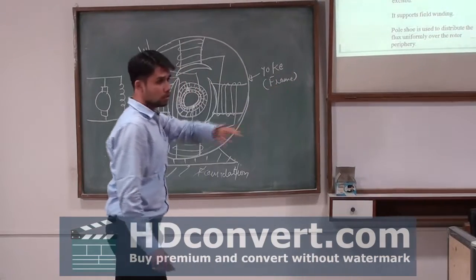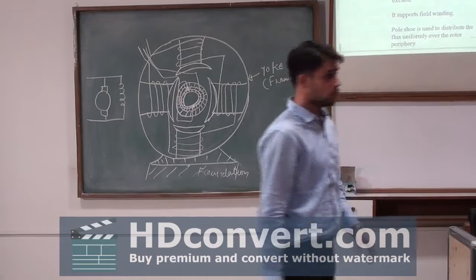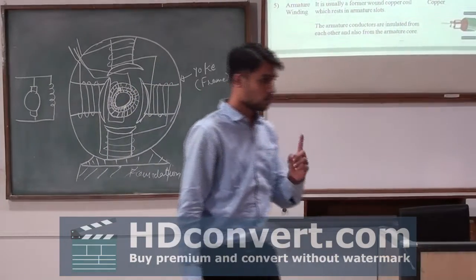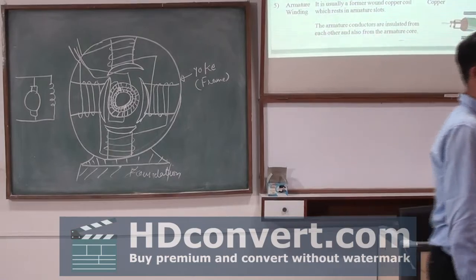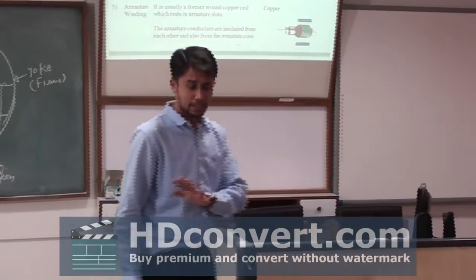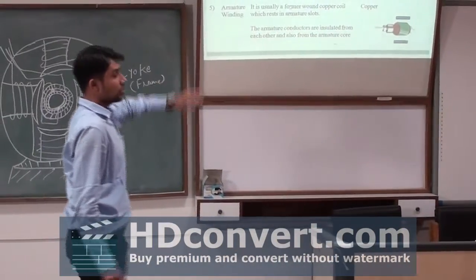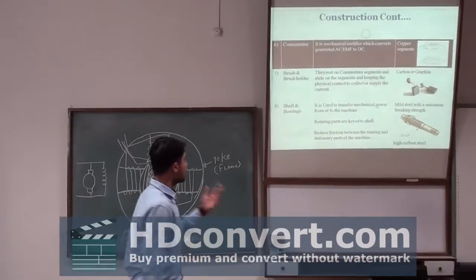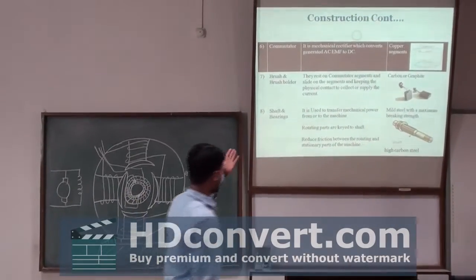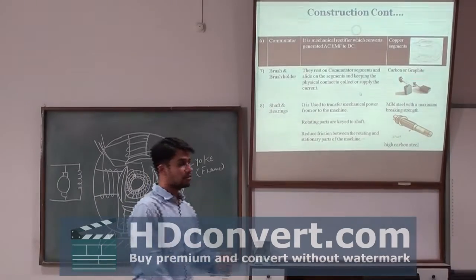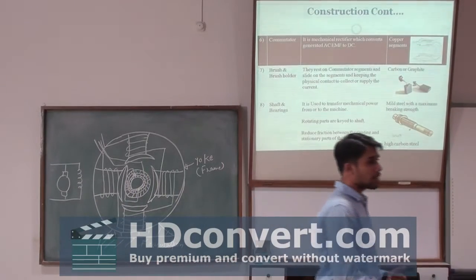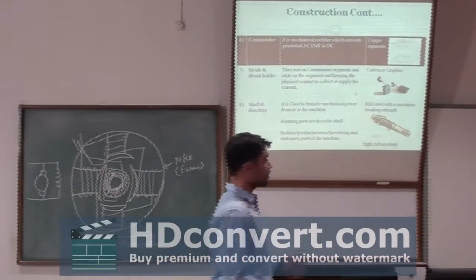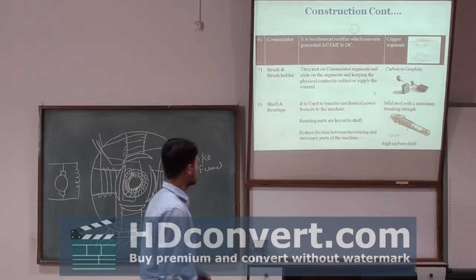Field winding is wound on the field poles. These field windings are generally form wound and placed on the field poles, and are generally made of copper. Now, the commutator is also made of copper. Brush and brush holder: generally brushes are made of carbon and graphite. In case of carbon, we have 1 volt per brush drop, and in case of graphite, we have half a volt per brush voltage drop.